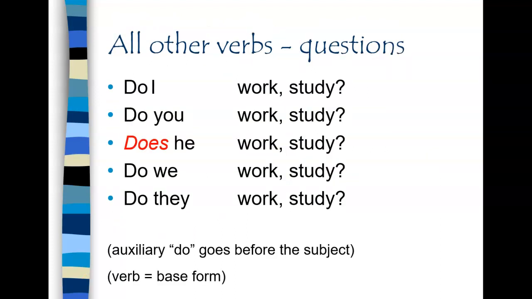For all other verbs, except the verb to be, when I make questions, again, I need an auxiliary. My auxiliary is the verb to do, and it follows that same rule. I use my auxiliary, do I, do you, does he, she, or it, and then my verb goes back to the base form. Remember that the auxiliary goes in front of the subject. So do they work? Does he study? Etc.